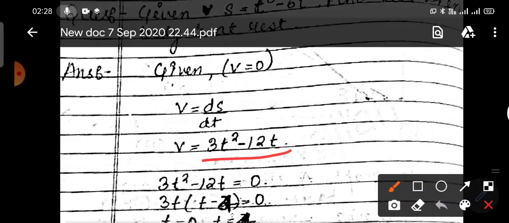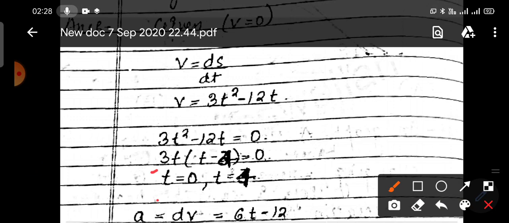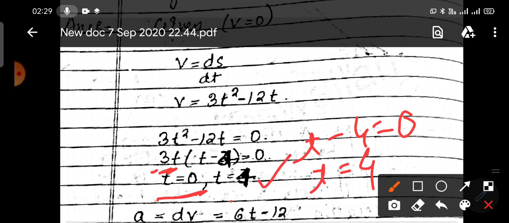So the equation of velocity is 3t square minus 12t. Okay. Now since the body is at rest, velocity is 0. So in place of v, we will write 0. Now we have to just solve this equation. If you take common 3t, the equation will be 3t into t minus 4. So from here you can say that either t is 0 or t minus 4 is equals to 0, or t is equals to 4. So t has two values, one is 0 and one is 4. So initially the body was at rest, and after 4 seconds the body is also at rest.